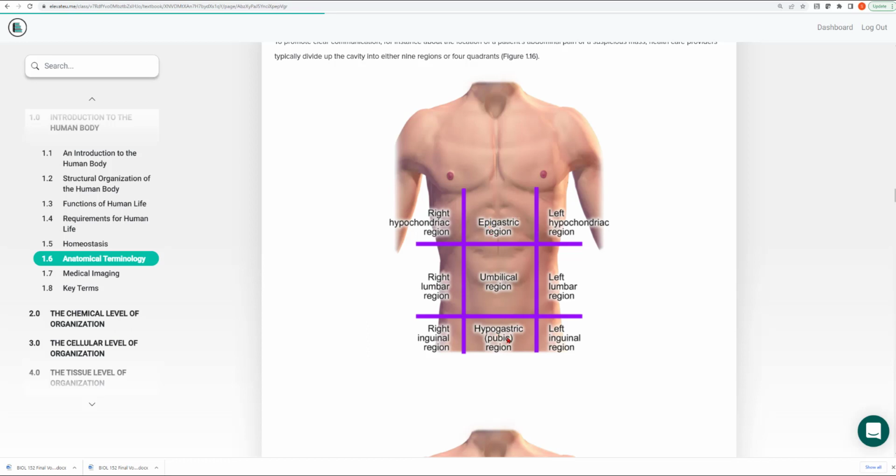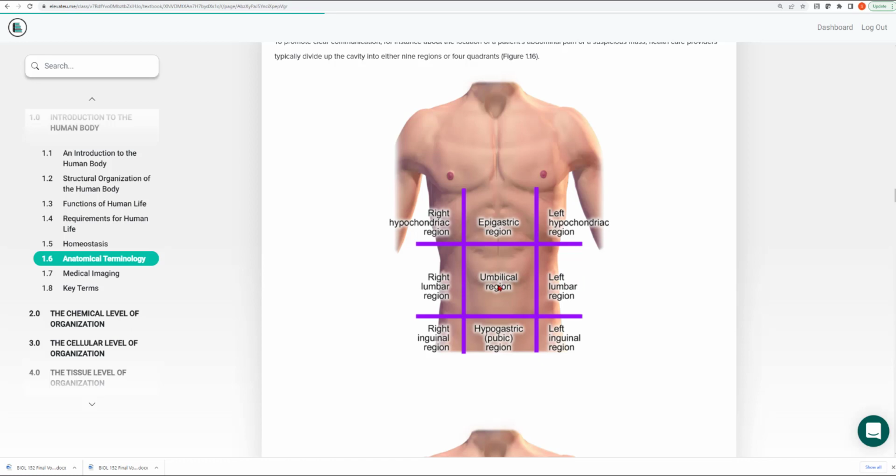And then below, or inferior to, the umbilical region, you're in the hypogastric region. Hypo meaning below or under. So underneath all the digestive organs, you have the hypogastric region. This is also commonly called the pubic region. Now, this would be the middle, right? These are medial sections.